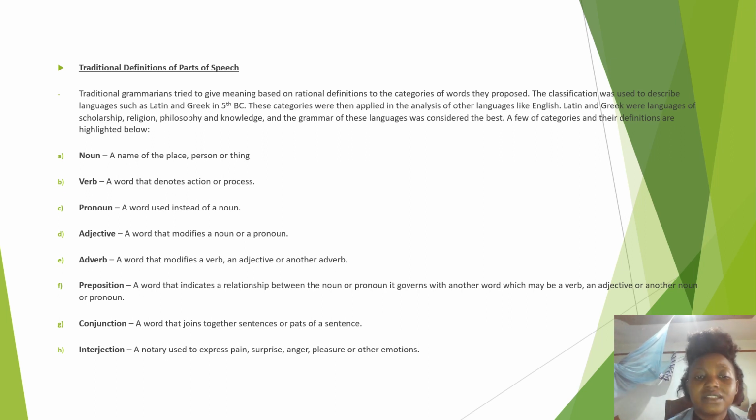Preposition, a word that indicates a relationship between nouns or pronouns. It governs with another word which may be a verb, an adjective, or another noun or pronoun. The conjunction, a word that joins together sentences or parts of a sentence. The interjection, a word used to express pain, surprise, anger, pleasure, or other emotions.